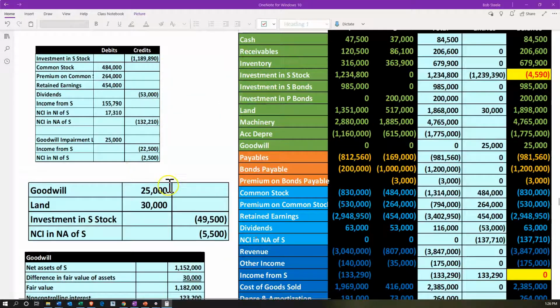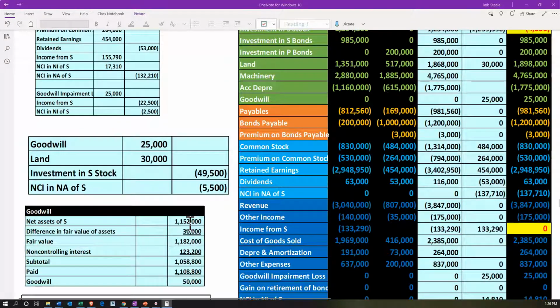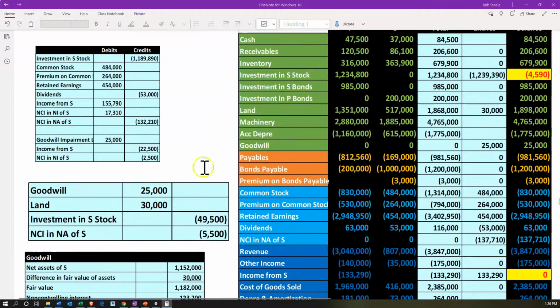So if we see that this goodwill then is included up here, goodwill is now on the books. Land has now been increased by that 30,000, which is the original differential at the point in time the stocks were purchased. And then the investment in stock down here is going to be increasing. That's going to be the investment in stock up top. We're not at 0 yet, but we're getting there. Then we have the non-controlling interest balance sheet side.